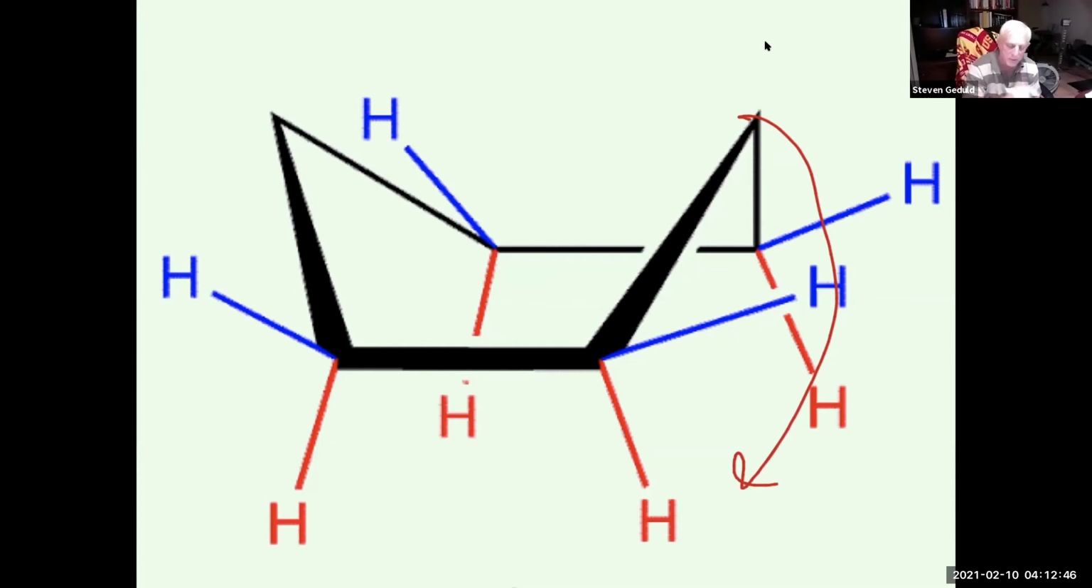Okay. But you still have axial, equatorial. Axial still goes down. You see these going down, these going down, down, down, down. Okay. These are in the same plane, the blue ones. Your axial and equatorial hydrogens.